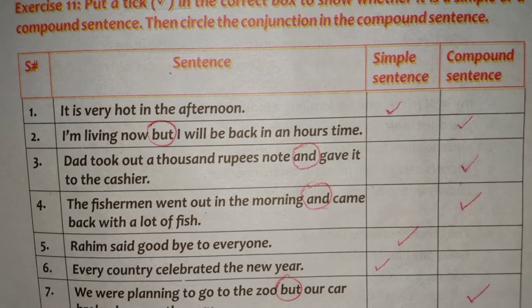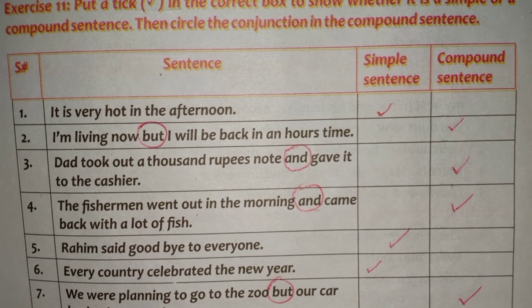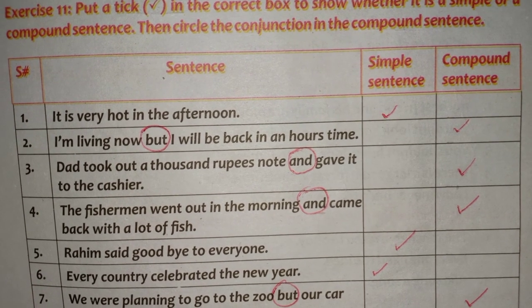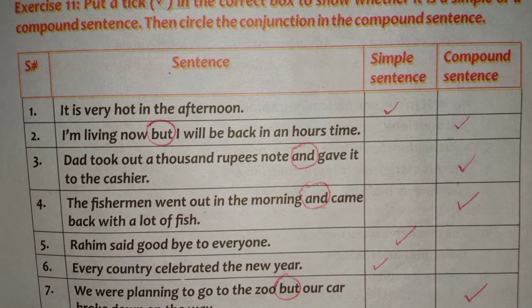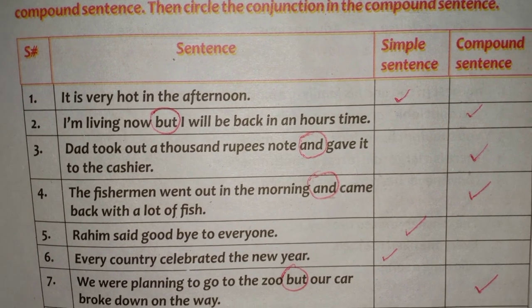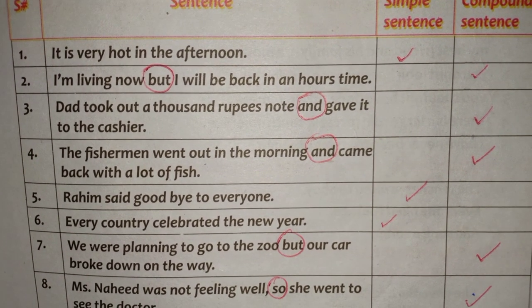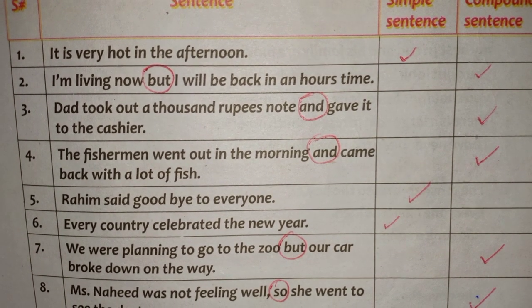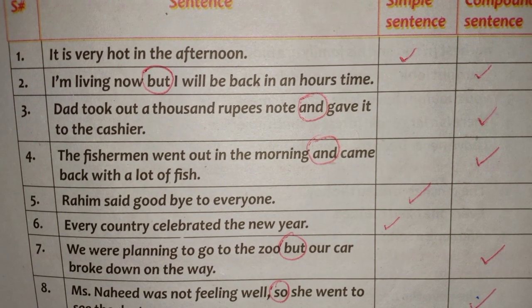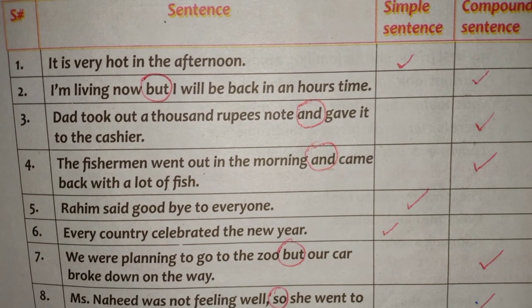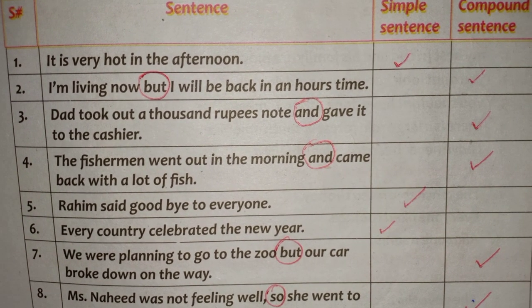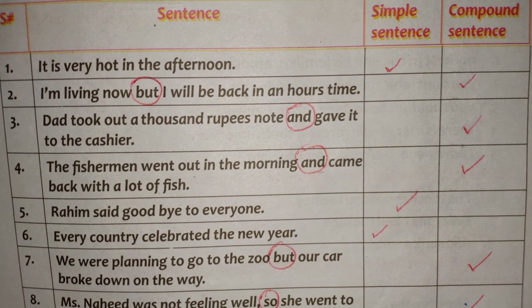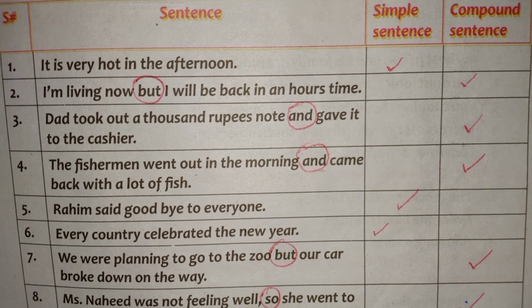So it is a compound sentence. And do you remember we have to encircle a conjunction? So but over here is a conjunction. Clear? Then come towards part 3. Dad took out a 1,000 rupees note and gave it to the cashier. See the conjunction? It is encircled. Please encircle it, and it is a compound sentence.